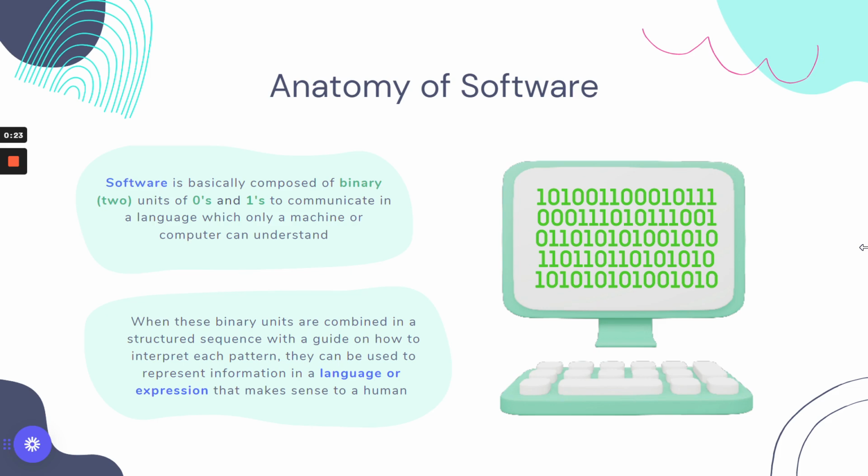When these binary units are combined in a structured sequence, also known as an algorithm, with a guide on how to interpret each pattern, they can be used to represent information in a language or expression that makes sense to a human. As you can see here, this is the sequence or pattern of binary zeros and ones that are all combined in a larger pattern or larger sequence to represent more complex information.